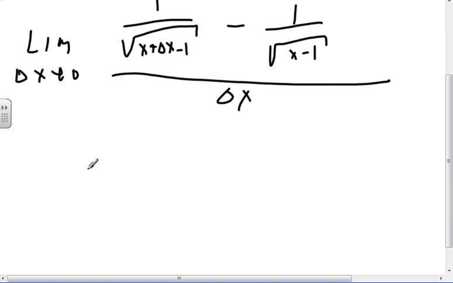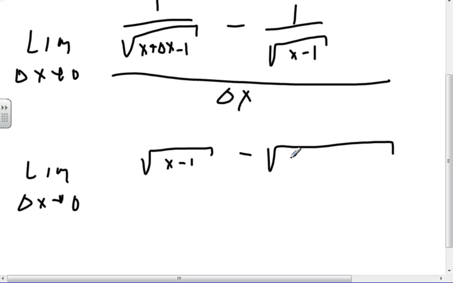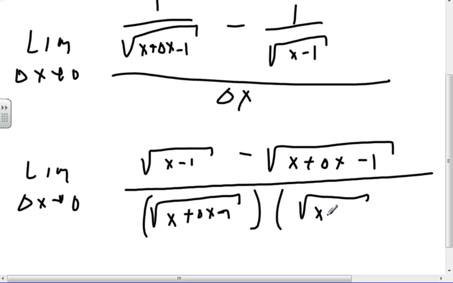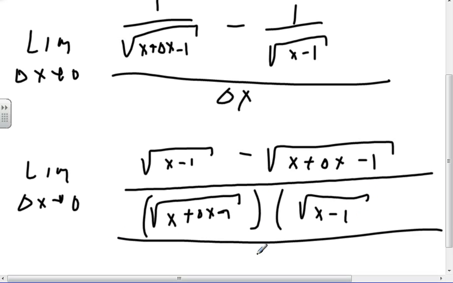Okay, well, let's see. I need a common denominator. So I've got the limit as delta x goes to 0. Now I'm going to have the square root of x minus 1 minus the square root of x plus delta x minus 1, divided by the square root of x plus delta x minus 1 times the square root of x minus 1, divided by delta x.